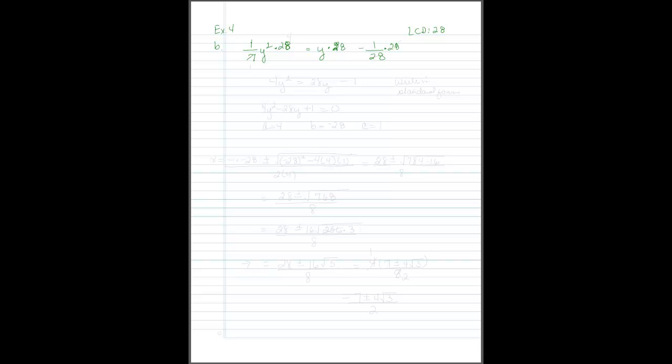Okay, so first term, 7 divides into 28 4 times, so we have 4y squared is equal to 28y minus, what happened to the 28s? They divide out, so we have minus 1. Let's write our equation in standard form.